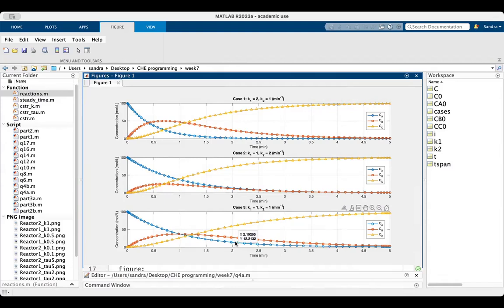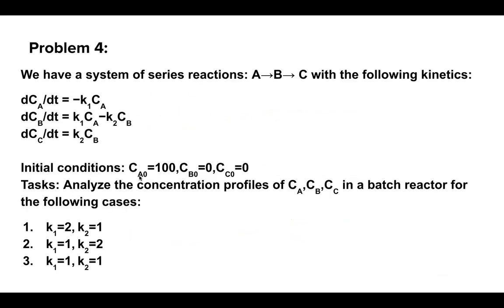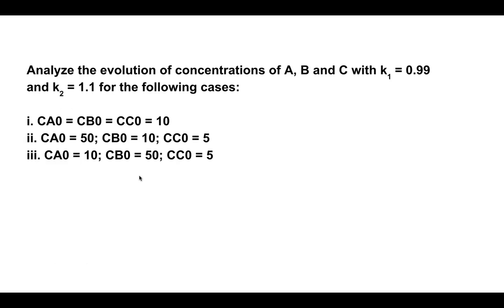Is this clear? Okay, now let me move on to the next part. The same question has a B portion, so let me do that also. Now analyze the evolution of the concentrations A, B, C for K1 specified, K2 specified. Right now the initial concentrations are varied. Earlier the initial concentrations were fixed. Now K1 and K2 are fixed, but I'm varying the initial concentrations. There are three cases of initial concentrations. Just try to modify this already written problem. I'll give you 2-3 minutes and then we will discuss the answer.